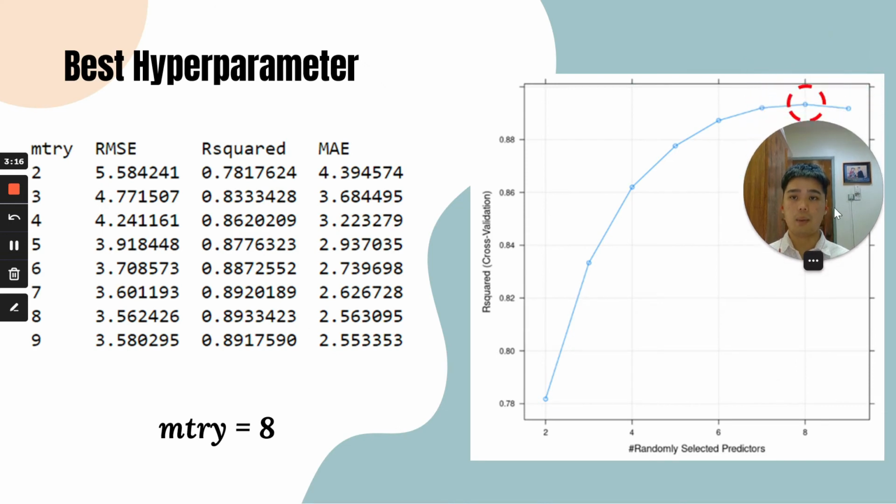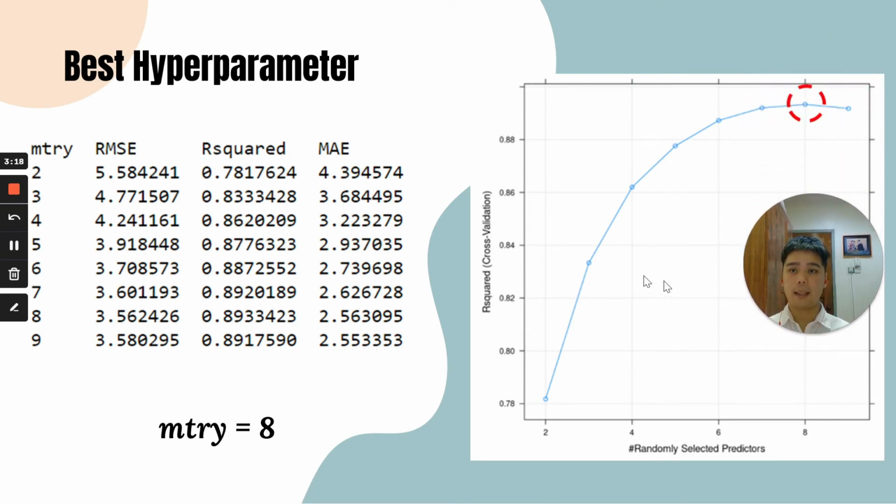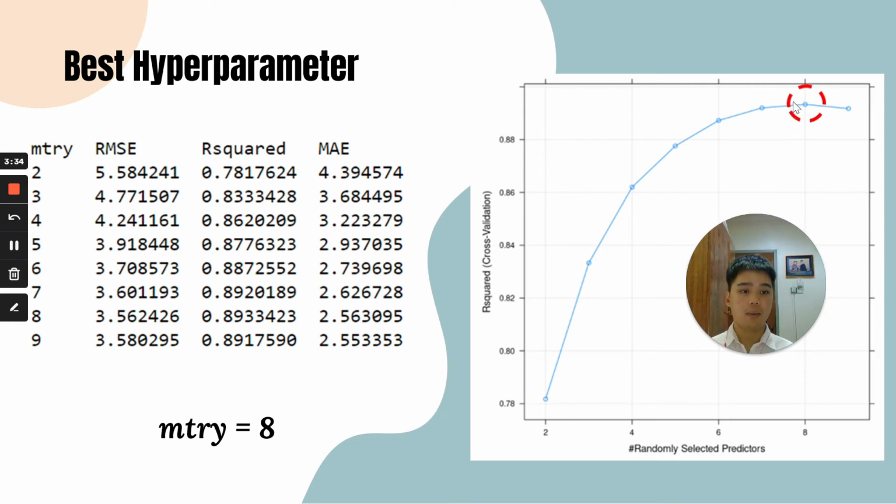After running the tuning process, the best hyperparameter is identified, which is mtry equal to 8. This value can generate an R-square of 0.893. As we further increase the mtry value, the graph here shows that the R-square started to drop. So this double confirms that mtry equal to 8 is the single best hyperparameter for the random forest regressor.